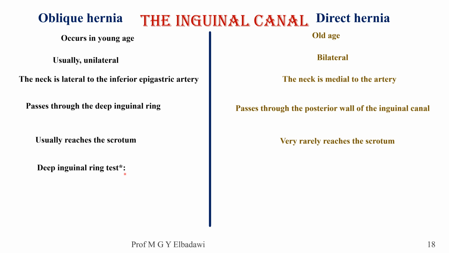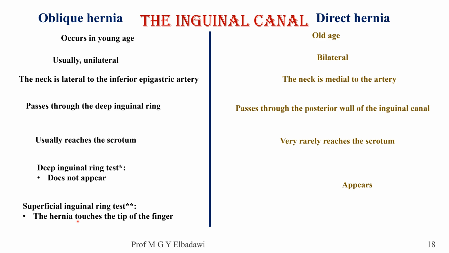In the deep inguinal ring test, for the oblique hernia, the hernia will not appear. We'll know what the deep inguinal ring test is soon. And in the direct hernia, the hernia appears. Other tests, superficial ring test: the oblique hernia will touch the tip of your finger, while in the direct hernia, it touches the back of the finger.